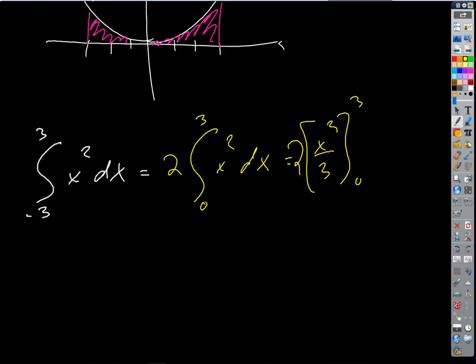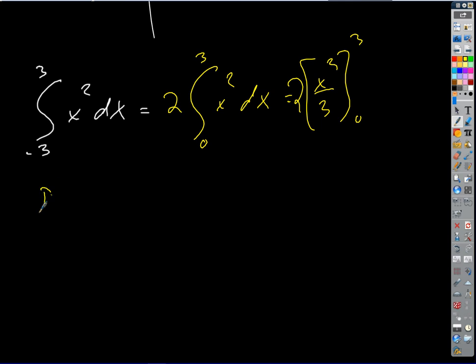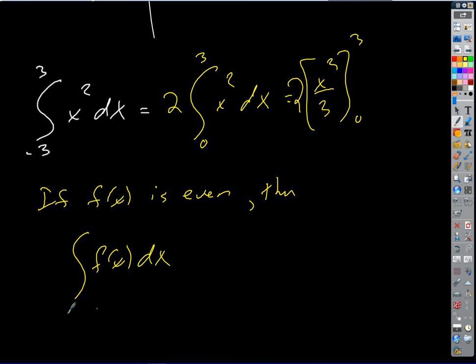So we could generalize that and we could say if f of x is even, then the integral of f of x dx from negative a to a equals 2 times the integral of f of x dx from 0 to a. Right? Okay?